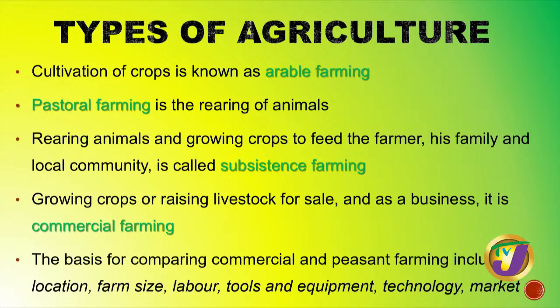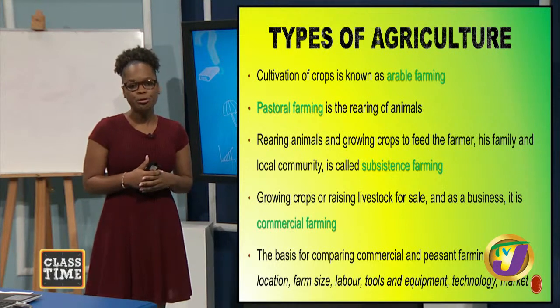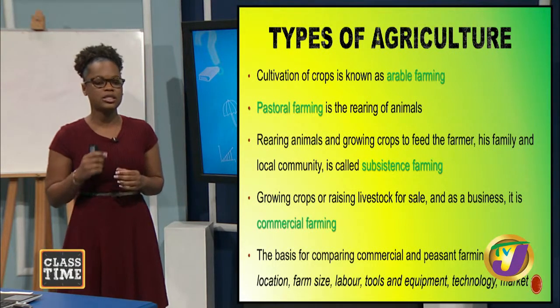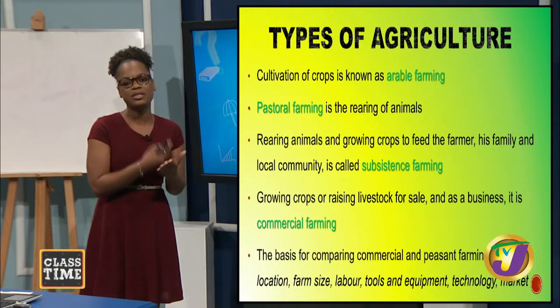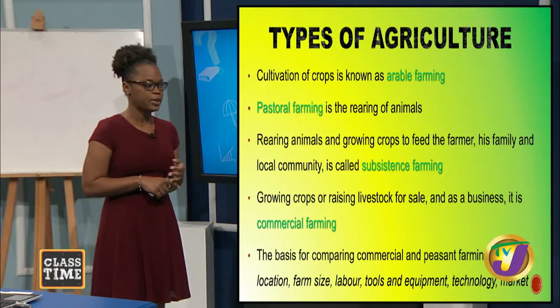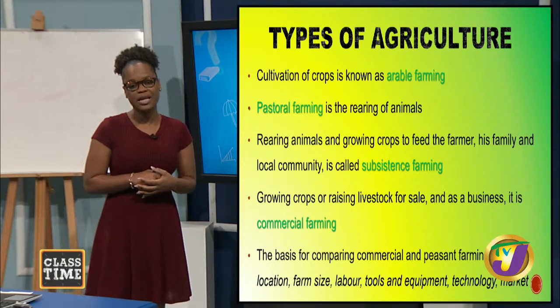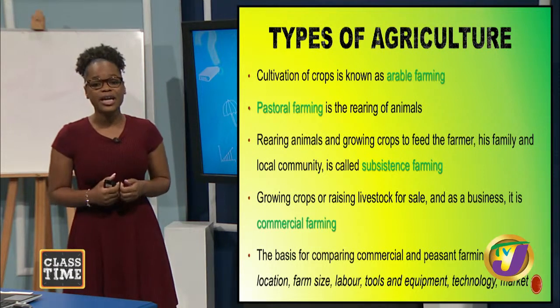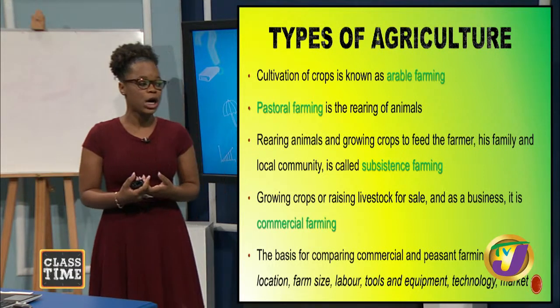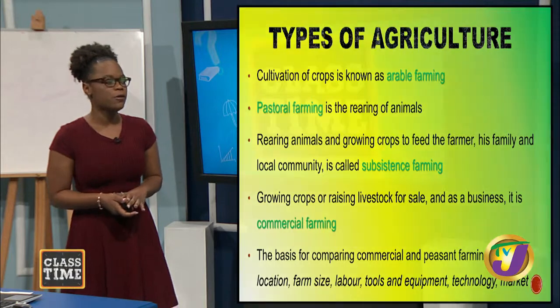sale. Now, this business of agriculture is really looked at, or it is measured using different dimensions. Some of these would include, and they are also used as characteristics to distinguish between peasant farming or subsistence farming and commercial farming, the location, the farm size, the labor that is involved for production of crops and the rearing of animals, the tools and equipment that are used on the farm for production, the technology that is used, as well as the market or the purpose for engagement.